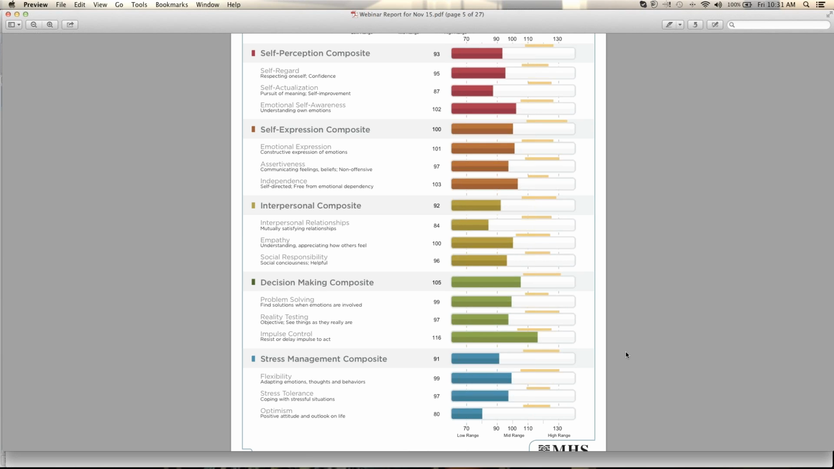And then we look at some other areas like emotional self-awareness, which is right around the mean, which again seems to suggest effective emotional functioning to a degree. Emotional expression seems effective, right around the mean. Independence, assertiveness, these seem to be right around the effective area. Empathy seems effective. Now, what we're not seeing is effectiveness in optimism, in interpersonal relationships, as we've discussed, and in self-actualization. So we really want to go there and talk with this person about those areas.